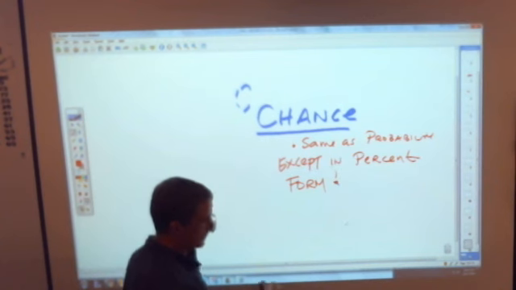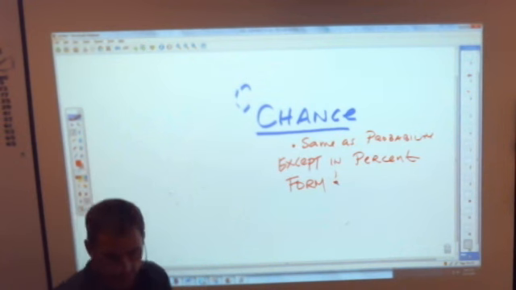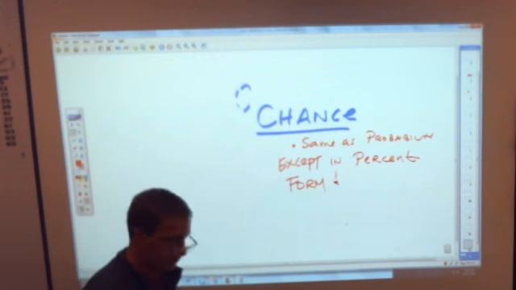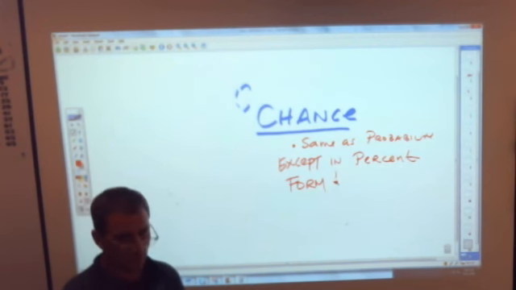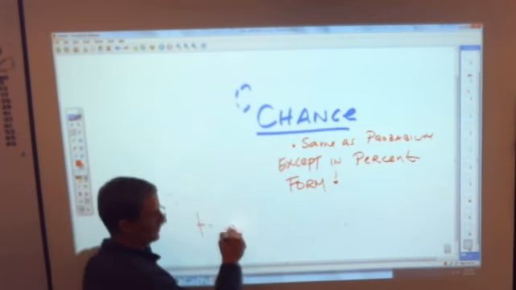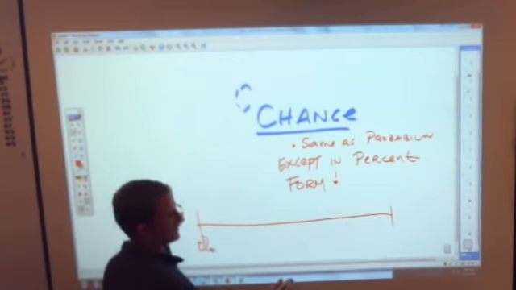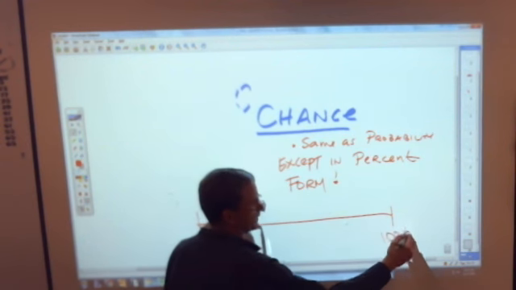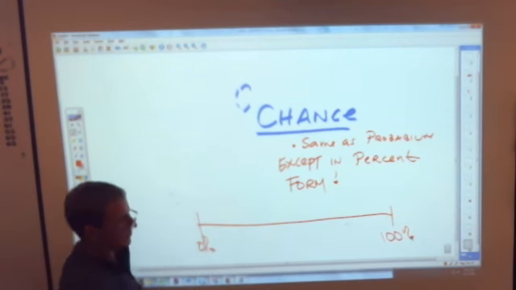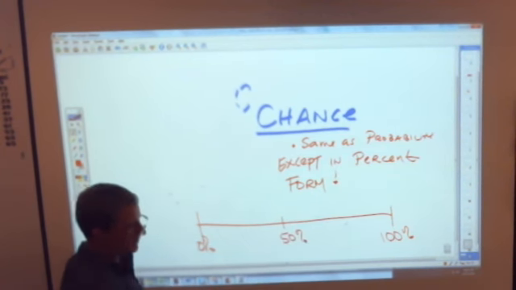And something that should help you with that is when you listen to the weather report, they always give you the chance of rain. They will say there's a 30% chance of rain, or an 80% chance of rain, or a 100% chance of rain. So if you were doing the same line that we did for fractions, 0% would mean there's no way. 100% would mean that it's certain to rain, and then 50% is maybe, maybe not, it's in the middle.